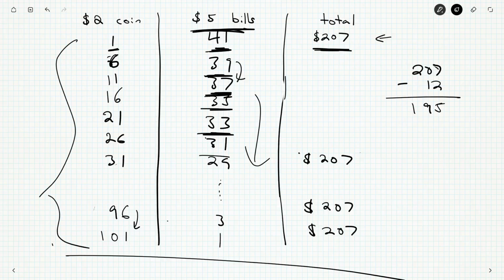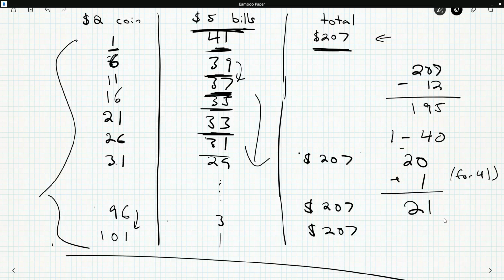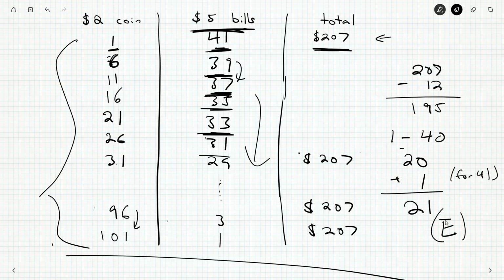Okay, so how can I count those up? Well, the number of odd numbers from 1 to 40 is just going to be half of all these numbers. There's 40 numbers from 1 to 40. Half of them are even, half of them are odd, so that's 20. And then 1 more for our 41. So that should be 21 different ways. Okay, is 21 one of our answers? It absolutely is. It's down here, it's E. So we're going to say E. There are 21 different ways that I can make the total of $207.